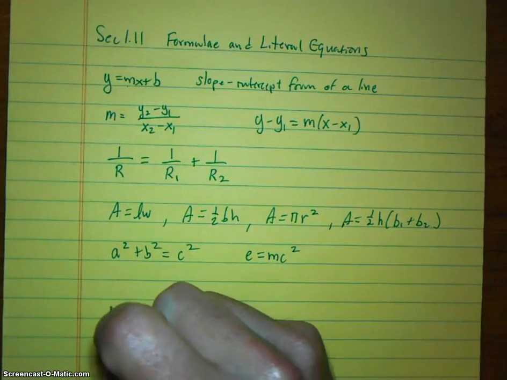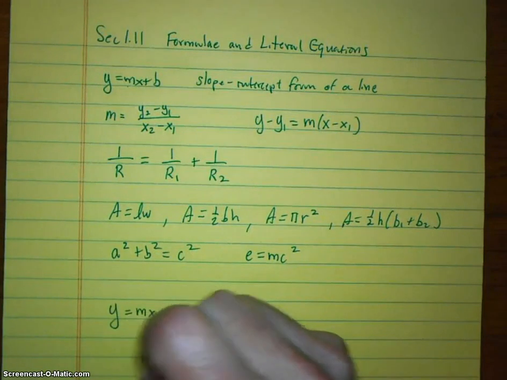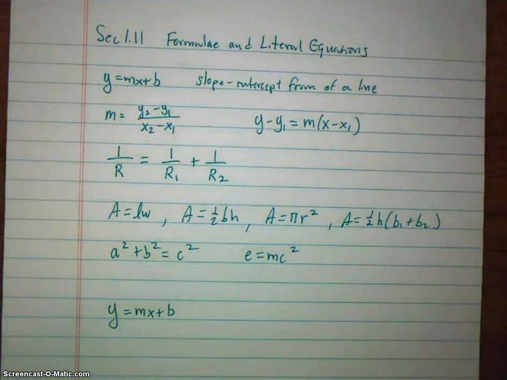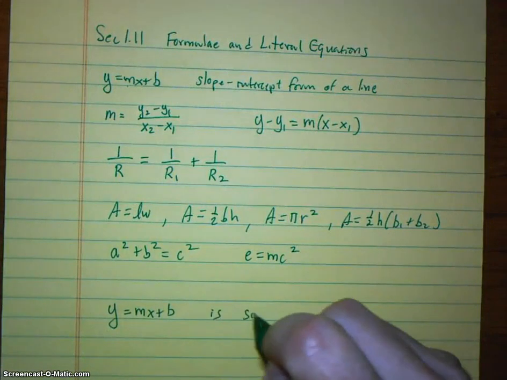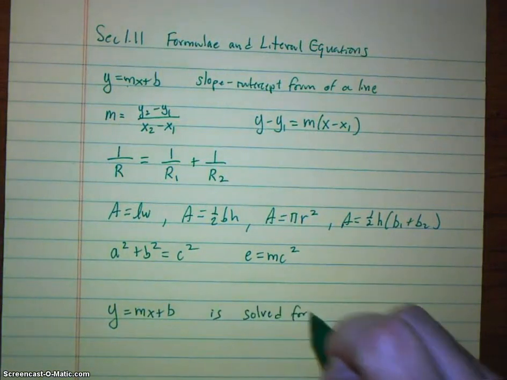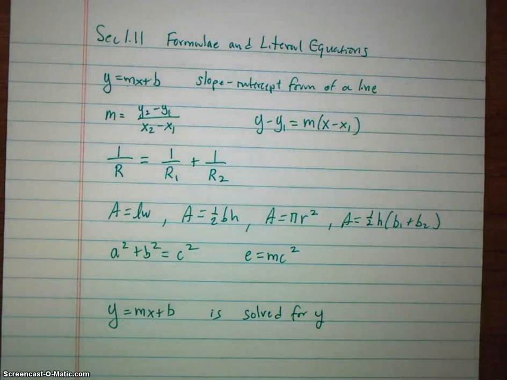Let's go back to this one here. Y equals mx plus b. Right now, we would say this equation is solved for y. Meaning, there's y on this side all by itself, and there's other letters on the other side, but none of them are the letter y. So when we say solve for y, we mean we have y on one side and no y's over on the other side.